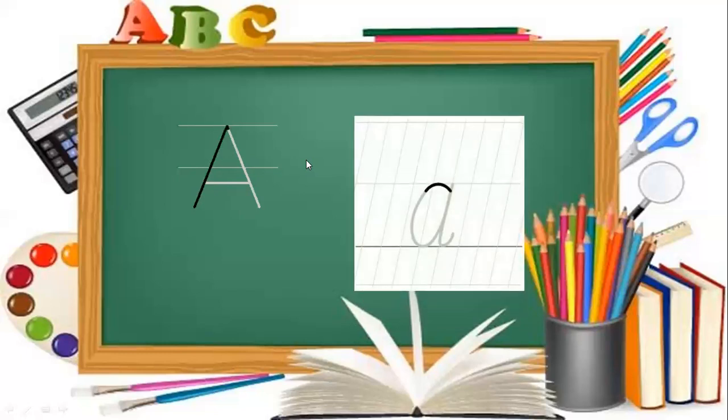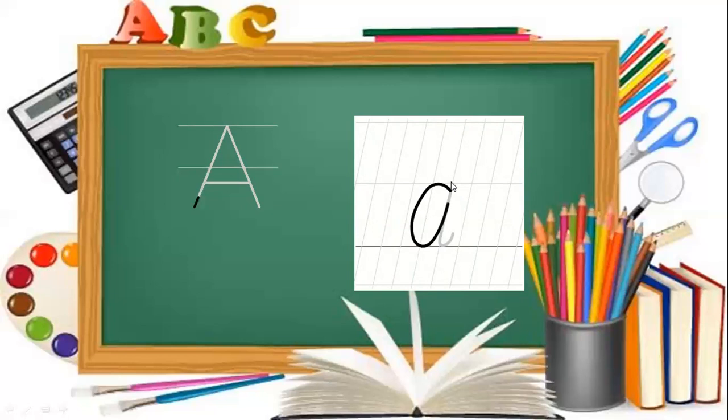Now, this is our small a. How will you write a small a? Start from the middle and look here. Now you will use the middle line, okay? The middle, not the top line. Start from the middle and draw a curved line. Look here, this is a curve. And draw a curved line touching the bottom. And go to the middle again.